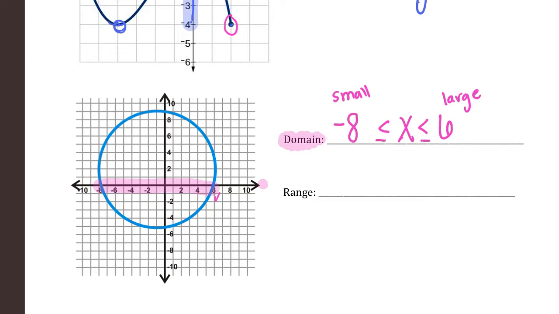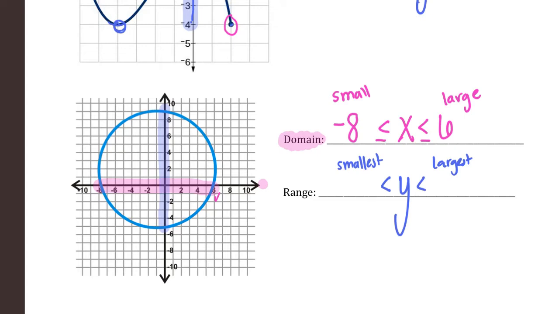We'll do the same thing with the range, except you need to put a y in the middle of your inequality. Remember, it's the smallest or the farthest down y value on the left and the largest on the right. Get your highlighter handy. Go from the lowest part of the graph up to the highest part of the graph and use your highlighter just to highlight along that y-axis.